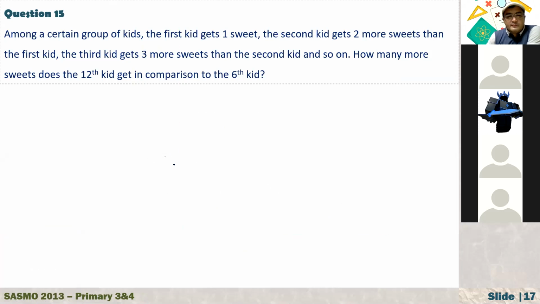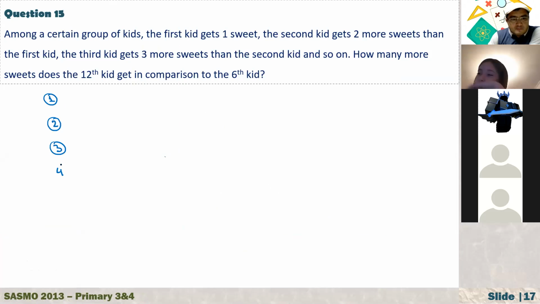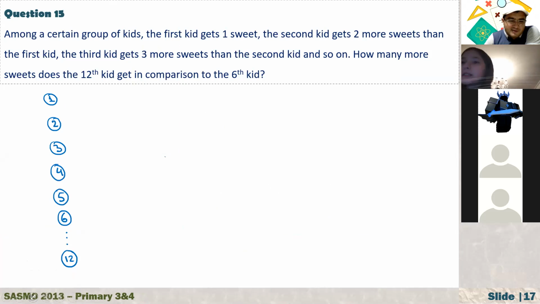Oh, okay. Among a certain group of kids, the first kid gets one sweet, the second kid gets two more sweets than the first kid, and the third kid gets three more sweets than the second kid, and so on. How many more sweets does the 12th kid get in comparison to the sixth kid? Okay, did you understand the question, Neil?